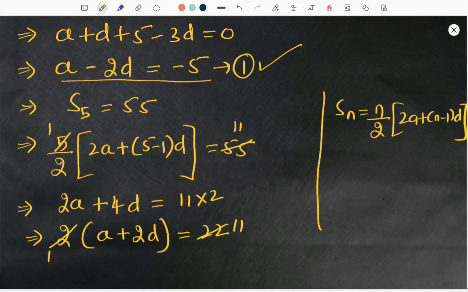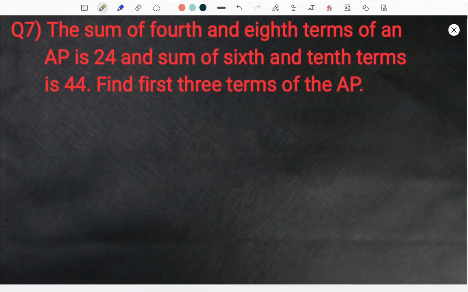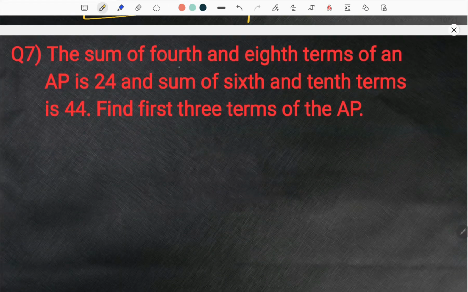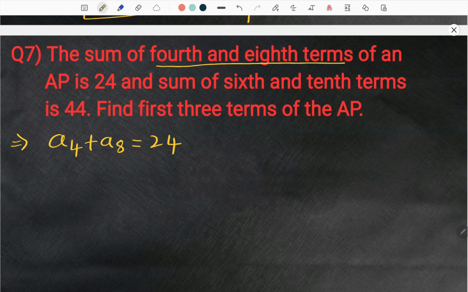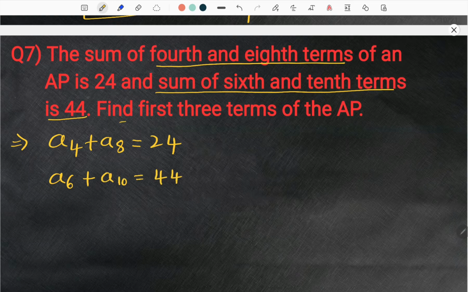Alright, fine. Then moving forward to the next question. The sum of the 4th and 8th terms of an AP is 24. So whenever you hear this, you can write the sum of the 4th and 8th terms, that is a4 plus a8 is equal to 24. Similarly, the sum of the 6th and 10th terms is 44. Sum of the 6th means a6 plus the 10th means a10. So this is 44. Now they are asking us to find the first 3 terms of the AP. Quite a simple thing.